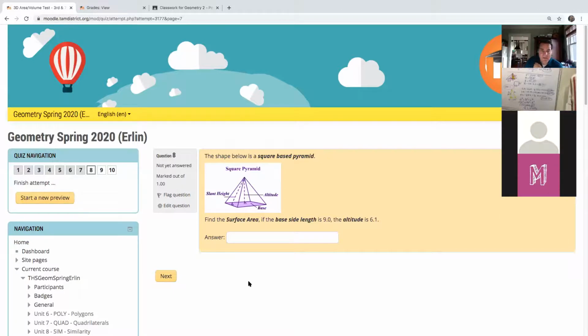All right, so the second problem is virtually the same problem, right? It's still a square-based pyramid, and it's just asking for something different. Last time I had volume, this time I've got surface area. Give myself the shape. My base side is 9.0, my altitude is 6.1. Surface area.